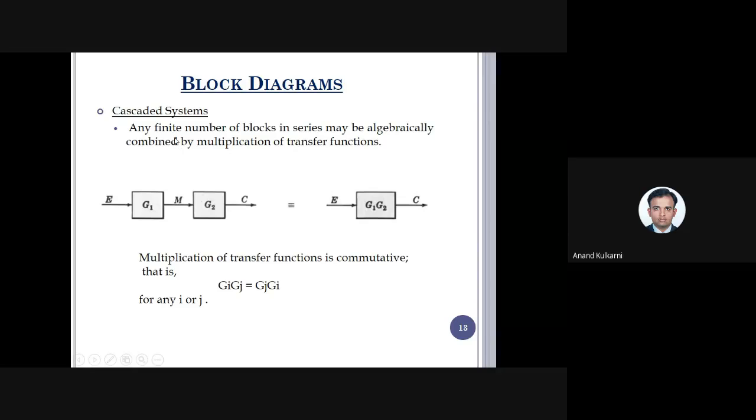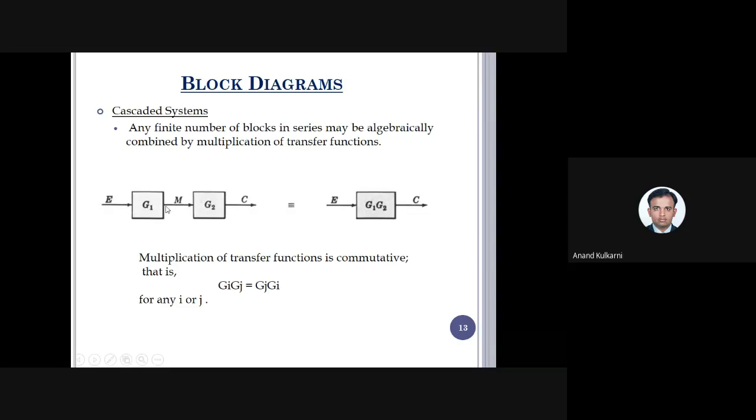Now, the first rule is called the cascaded system. What is a cascaded system? Any finite number of blocks in series may be algebraically combined by multiplication of the transfer functions. Means what? Just observe. There are 2 blocks which are in series. So in that condition, what I can do is simplify this entire thing by applying this rule that is called the cascaded rule. What do you mean by this? So E is the input. This is nothing but the multiplication which is going to happen between these two, and I am going to get G1 into G2 into E, which gives C. So this is the one rule.